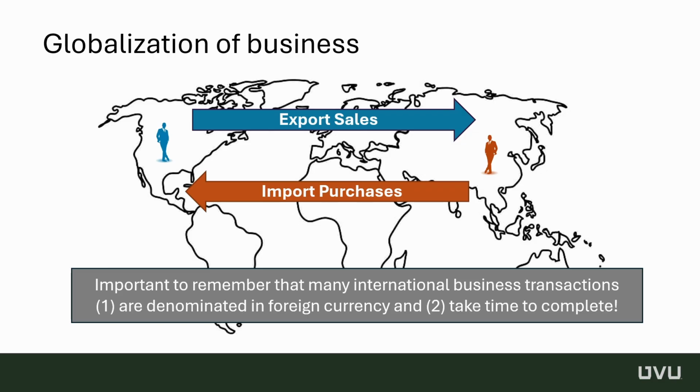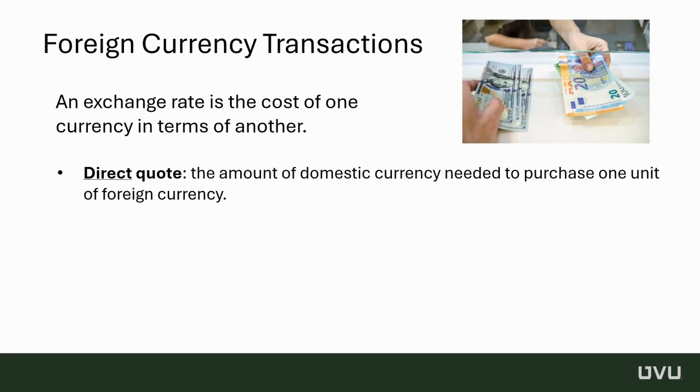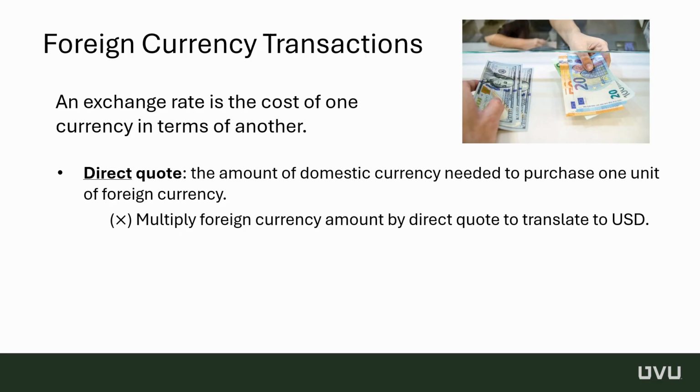Before we can account for these transactions, we need to first better understand exchange rates. An exchange rate is simply the cost of one currency in terms of another. And there are two ways exchange rates may be expressed, using direct and indirect quotes. A direct quote tells us the amount of domestic currency needed to purchase 1 unit of foreign currency. And given our perspective as a domestic US company, we would say that a direct exchange rate tells us the number of US dollars it takes to buy one foreign currency unit. So, to translate some amount of foreign currency into US dollars, we would multiply the amount by the direct quote.